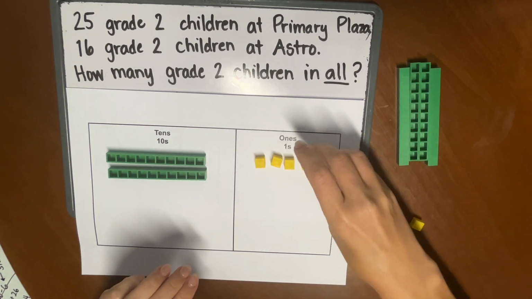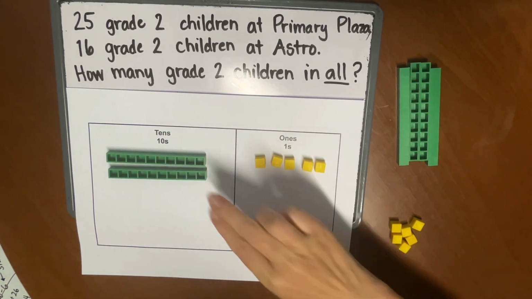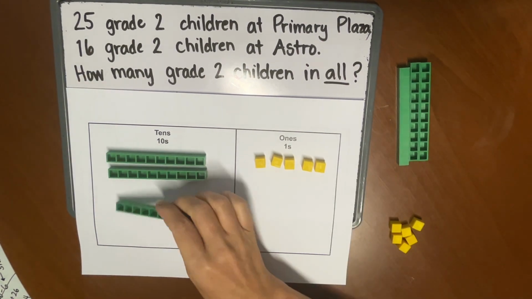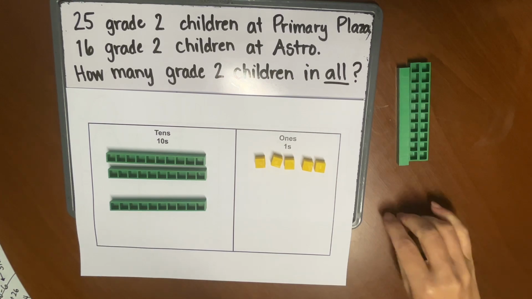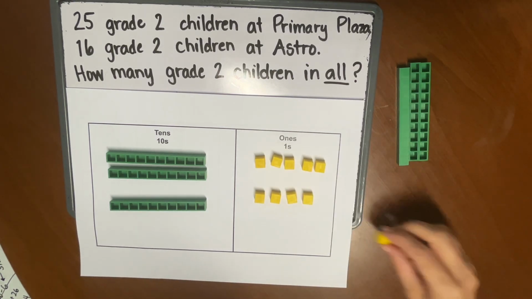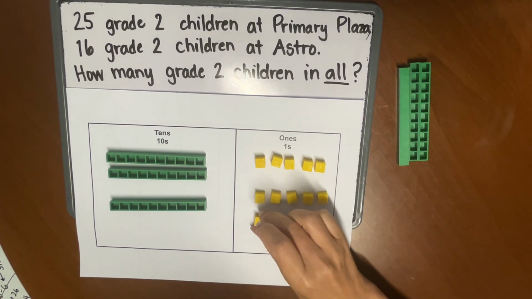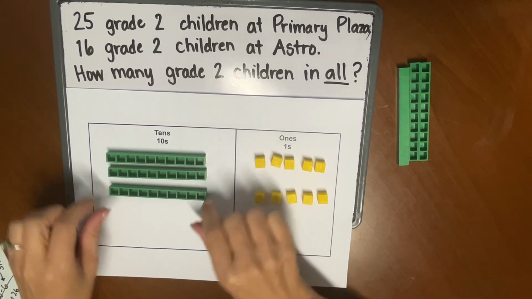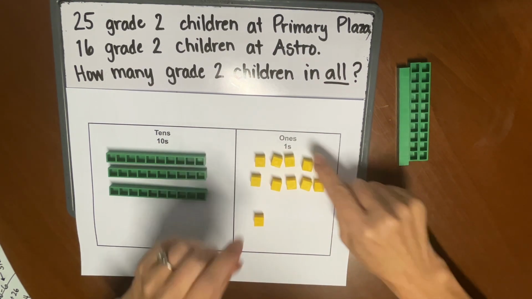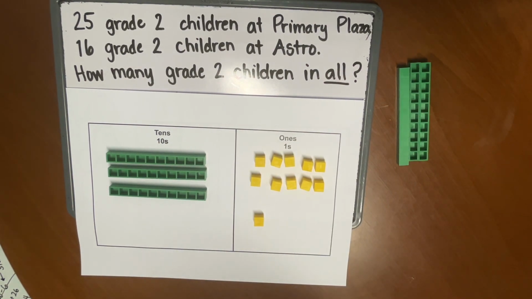I'm going to organize my base 10 to really see that clearly. 20 and 5. Then she saw 16 at the Astro. That's 10 and 6. If I put that all together, I can see that there are 30. Oh, I can make a 10 frame, 10 and 1. Wait, how much is that all together?